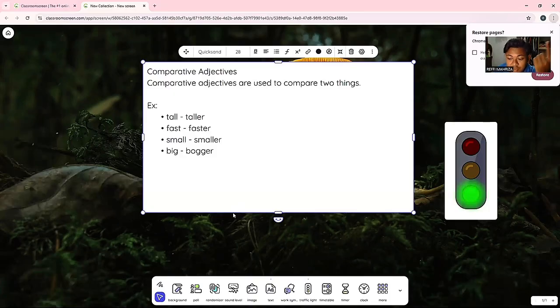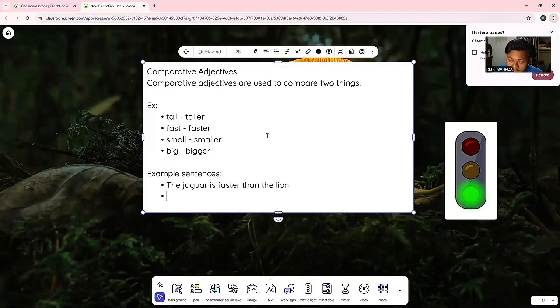Now, let's look at some example sentences. Sorry, this is bigger, not vulgar. The jaguar is faster than the lion. I am taller than my father.